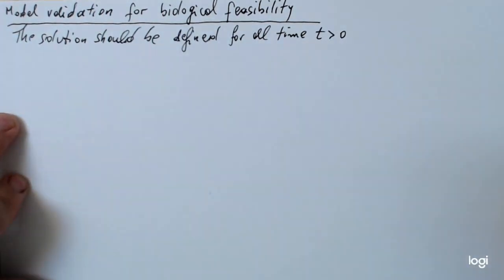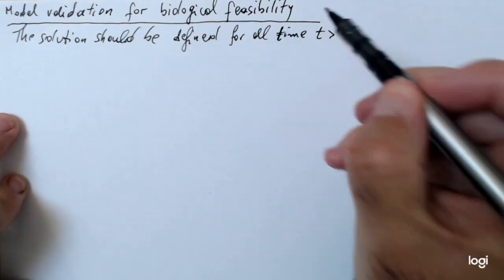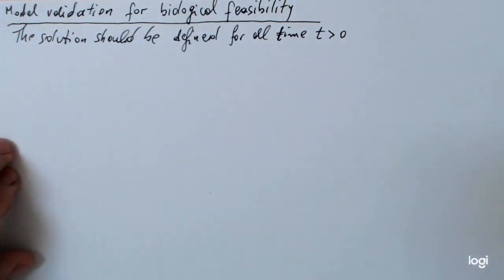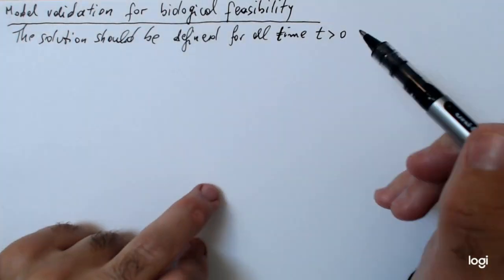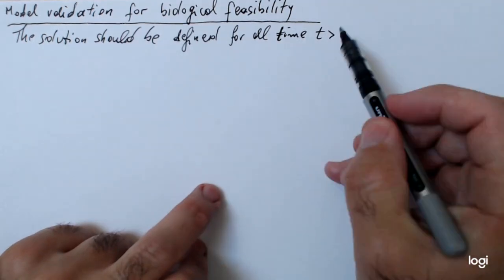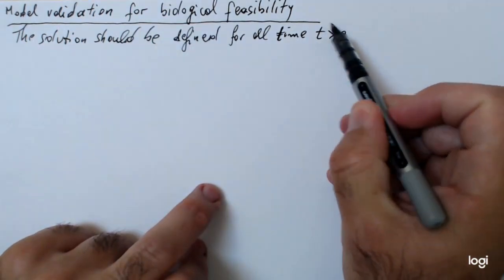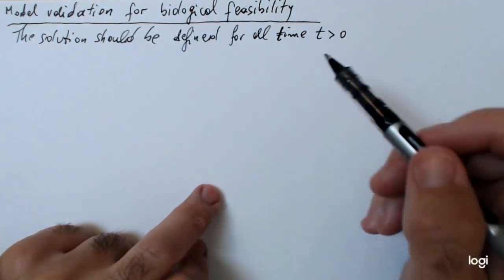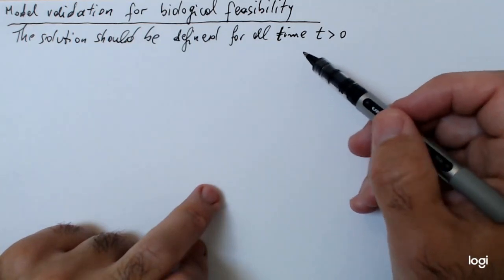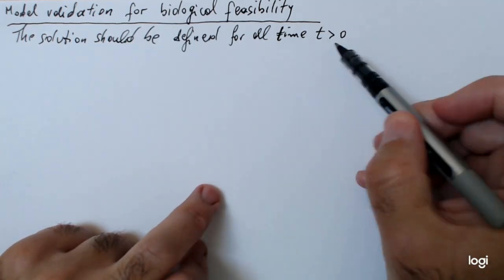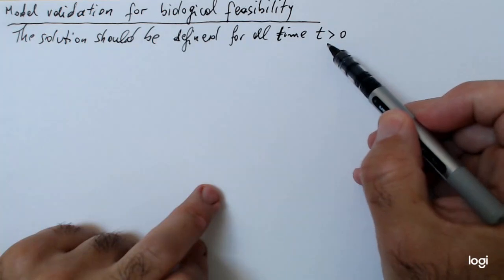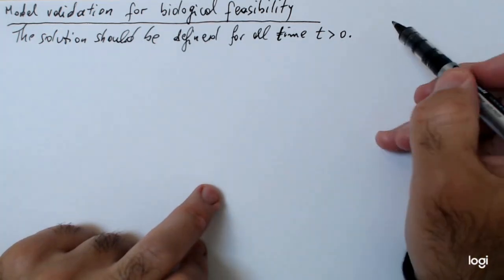Most of the time you want to run the model in forward time. It doesn't have to be. I mean, you can construct a model and analyze it backwards. But let's keep it as a standard that the goal is to basically start with an initial condition and want to know what happens in the future. You want the solution to be defined for all time t.